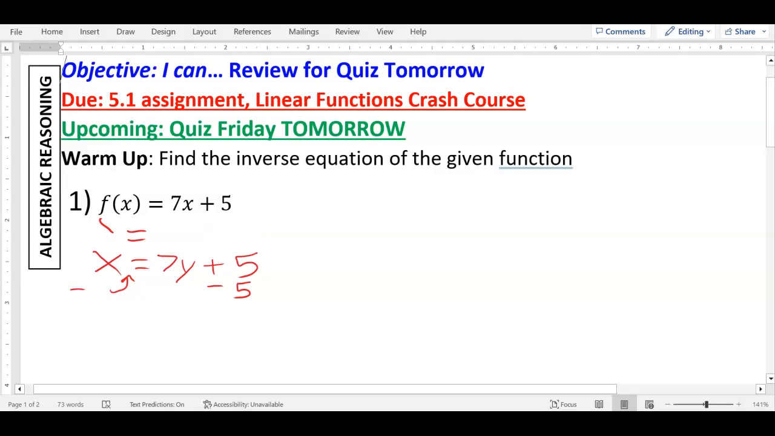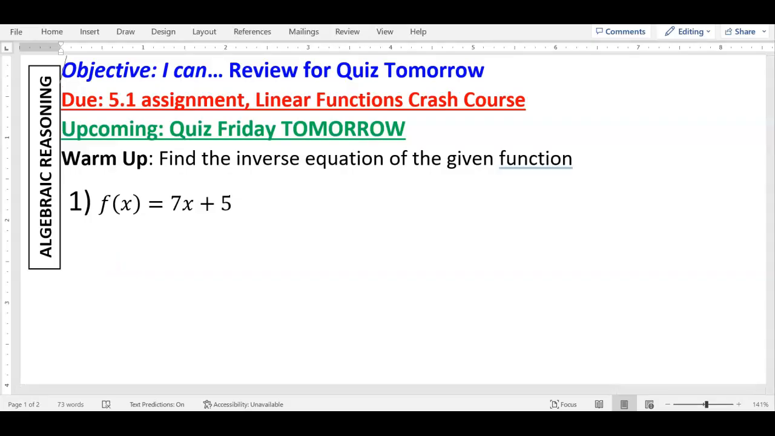All right, so we already started this, but I'm going to rewrite it real quick here. We're reviewing for our quiz tomorrow today. Make sure you've turned in your 5-1 assignment and linear functions crash course. So when you're finding an inverse equation, you have to do this today on your review and tomorrow on your quiz. We said f of x turns into y equals.